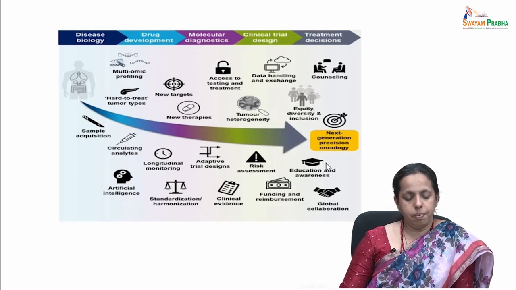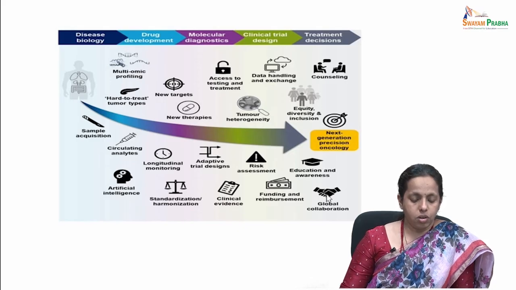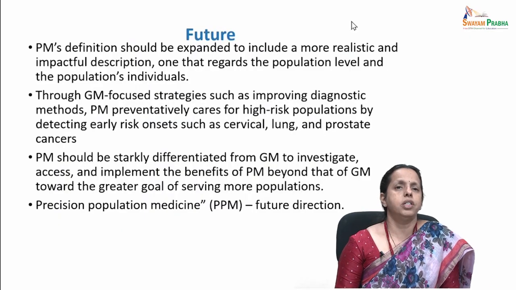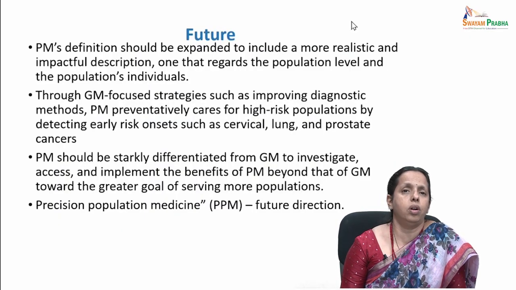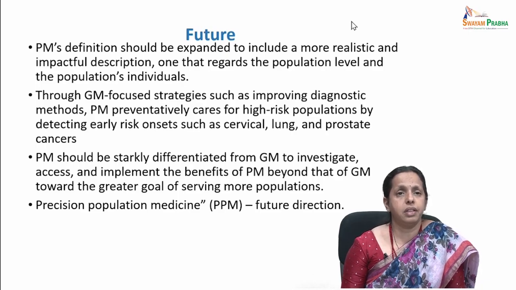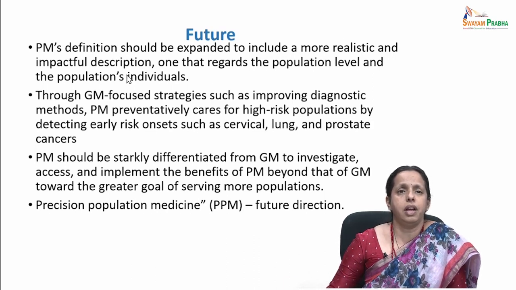Yes. The patient should be aware, and then it should be done not only in one set of populations or in one set of countries. It should be done across all global collaborations. The precision medicine definition should not only include an individual, but it should be very realistic and should have impactful decisions. It should be at the level of the population and the population's individuals.